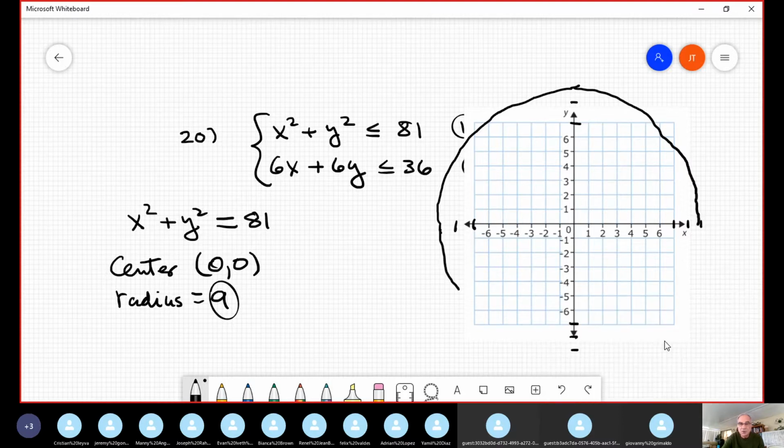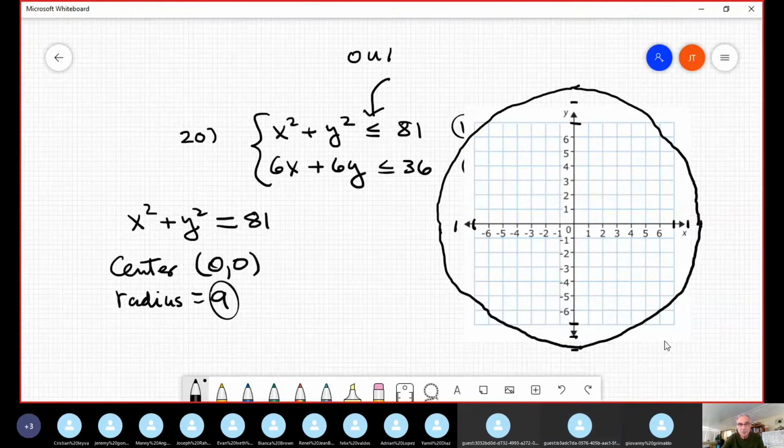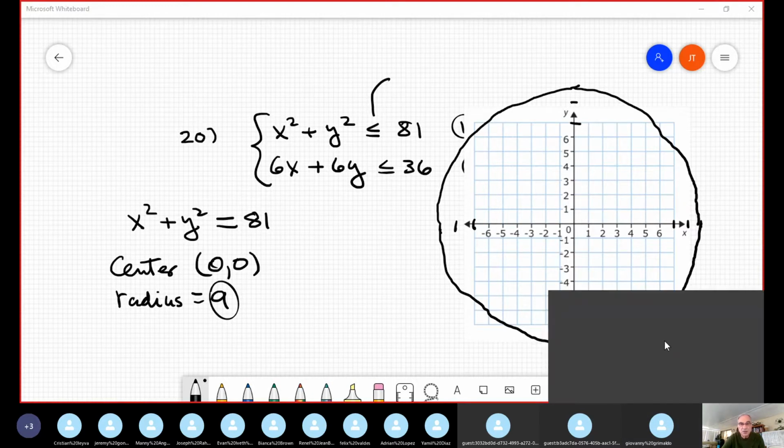Okay. And solid or dotted? Solid. Uh-huh. Do I shade inside or outside? Outside. Why outside? I need to understand why. 81 is greater. Okay, suppose. The inequality is less than or equal to, so it's inside. Absolutely. This is the idea.